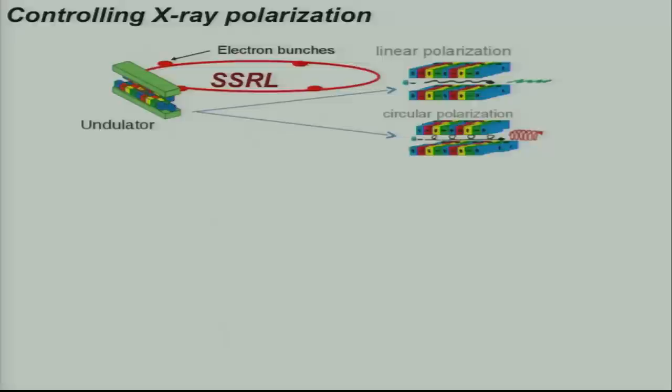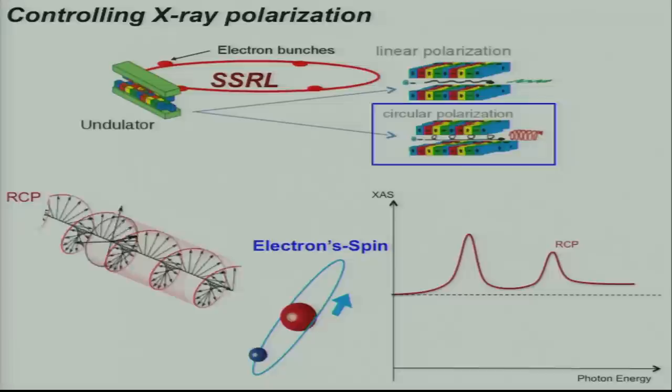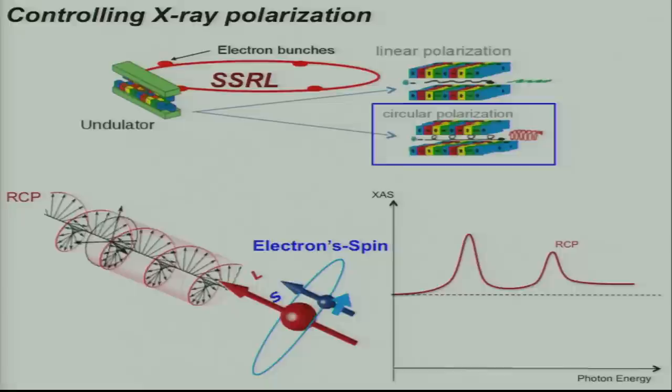So this is basically an atom. This is the nucleus, and this is the electron. The electron is in an orbit rotating around the nucleus. However, the electron itself is also rotating like that. So the electron has a spin because it is rotating itself. Like this is the sun, this is the earth. The earth is rotating itself. That's why it shows the spin. So when you use circular polarized X-ray light, if the X-ray polarization is synchronized with the electron rotation, you get one spectrum.